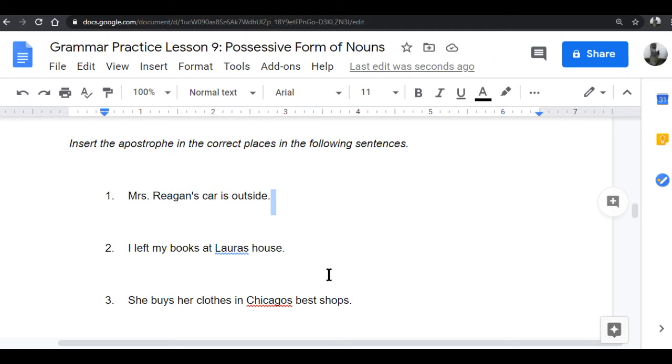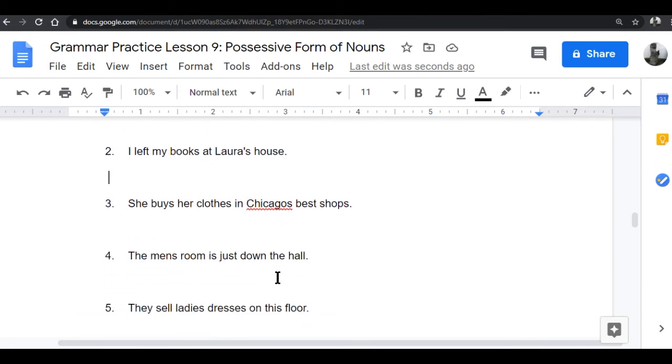I left my books at Laura's house. I left my books where? At Laura's house. My assistant, thank you so much. Laura's house. Cool, huh? The paper does not have assistant, dear students. So, 3. She buys her clothes in Chicago's best shops. Where does she buy her clothes? In Chicago's best shops. Great.